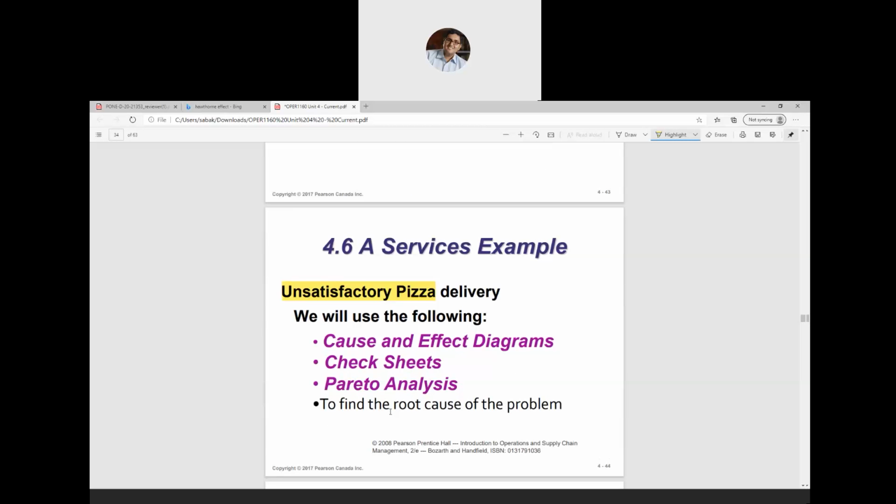The focus is to identify the root cause of the problem. If I am the manager of the pizza shop which is giving this particular pizza, and I know that some of my customers are not satisfied with my product, with the way in which I am delivering things, but I don't know the root cause of the problem, I will not be able to take an action. So finding the root cause is one of the most important things in any TQM technique.